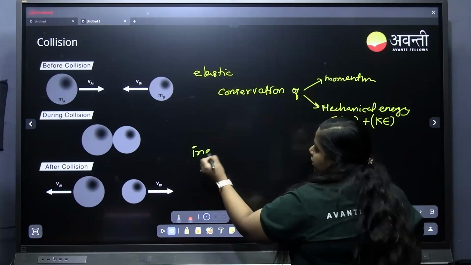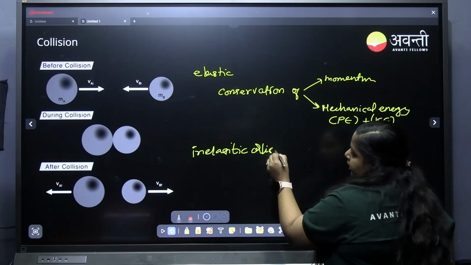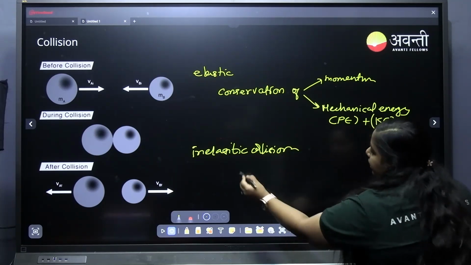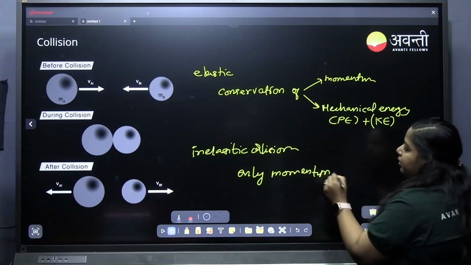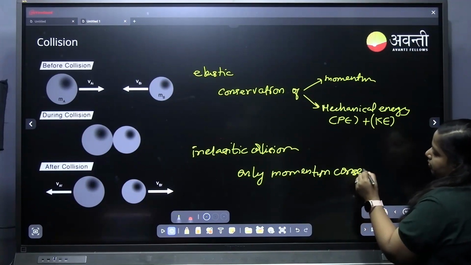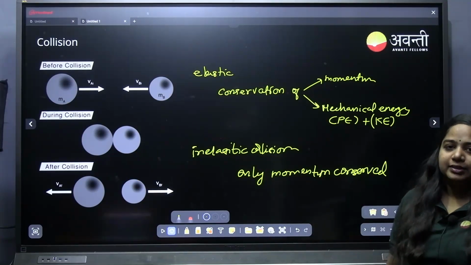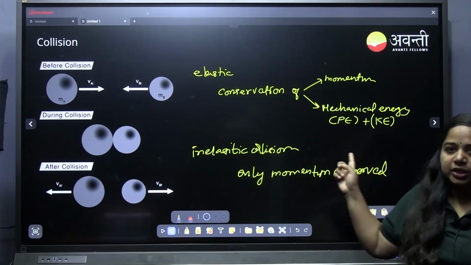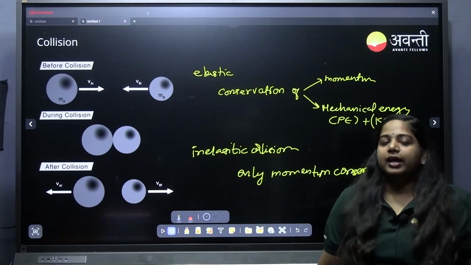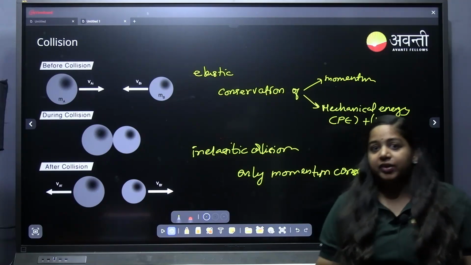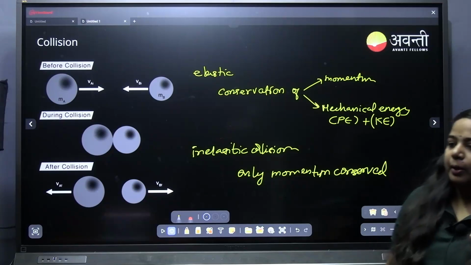For inelastic collision, only momentum is conserved. In inelastic collision only momentum is conserved, mechanical energy is not. If you consider total energy, heat, light, electricity, everything, energy is also conserved, but mechanical energy is not conserved in inelastic collision.